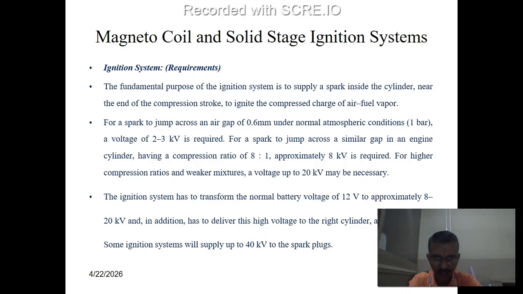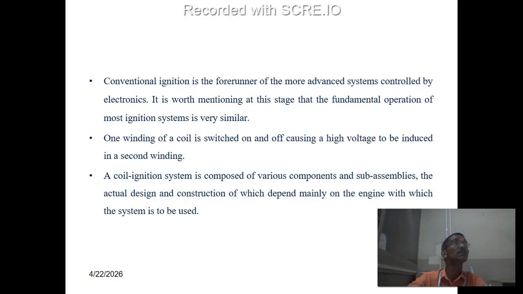The ignition system transforms the normal battery voltage of 12 volt to approximately 8 to 20 kilovolt, and it has to deliver this high voltage to the right cylinder at the right time. Some ignition systems will supply 20 kilovolt to the spark plug. Similarly, the conventional ignition has given way to more advantageous systems controlled by electronics.